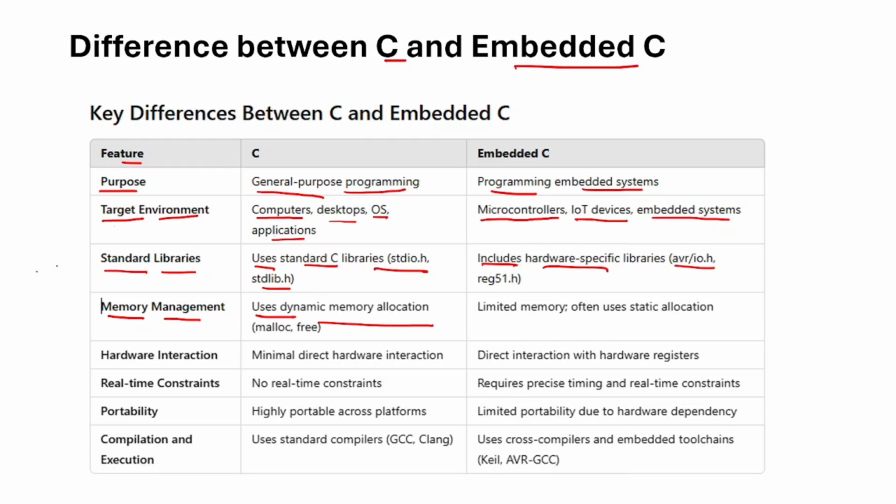Okay. The next one is hardware interaction. Minimal direct hardware interaction, and here, direct interaction with the hardware registers. In normal C, we need not interact with the hardware. What is the need? But in the case of embedded C, we have to interact directly. Next, real-time constraints. No real-time constraints versus precise timing and real-time constraints.